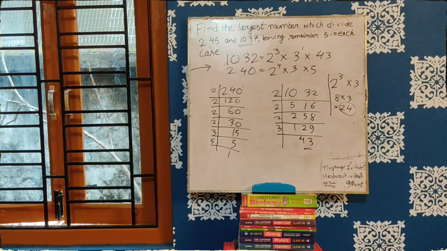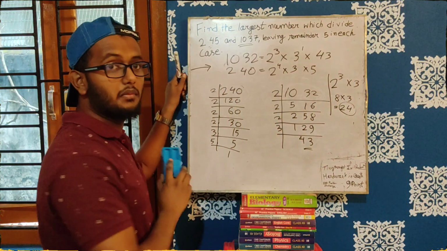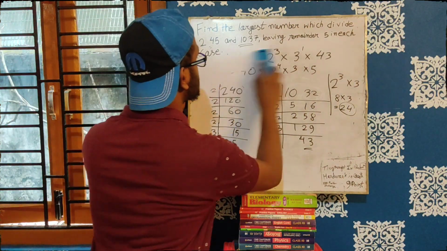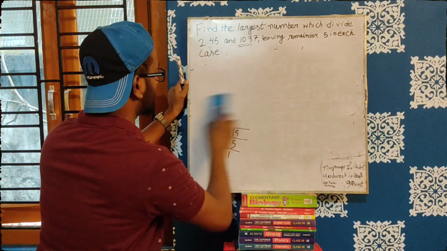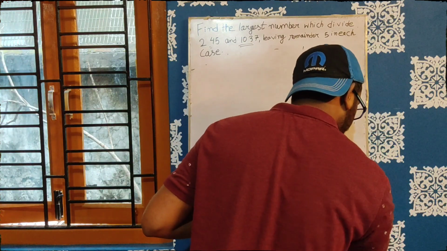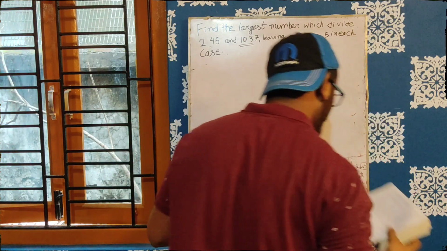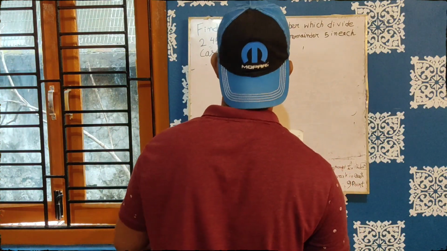I guess it's visible. Okay. Now let me show you another type of problem. They may ask another question like this, in the same format: find the largest number which divides. Let me take a bigger problem.